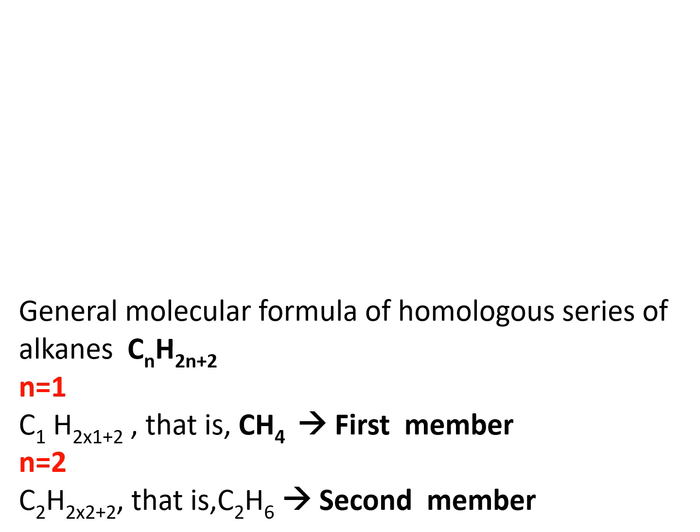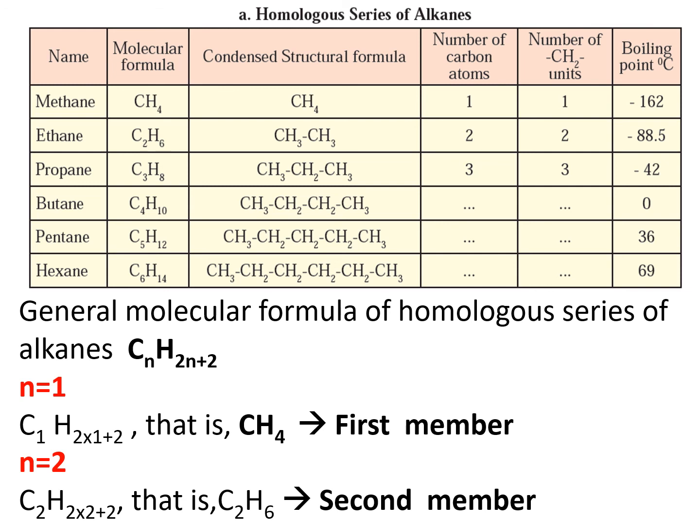For example, if I take n as 1, I get C1H(2 into 1 plus 2), which is CH4, methane. Now I take the number of carbon atoms as 2. I get C2H(2 into 2 plus 2), that is C2H6, which is my second member, ethane. If I keep on increasing the value of n, I will get the increasing members of the alkane series, the homologous series of alkanes.